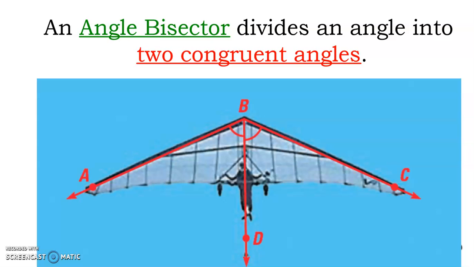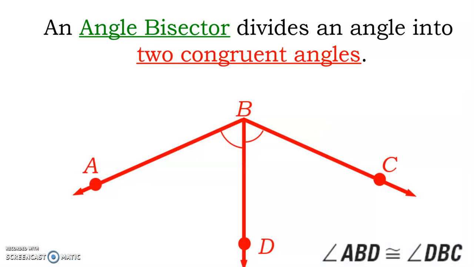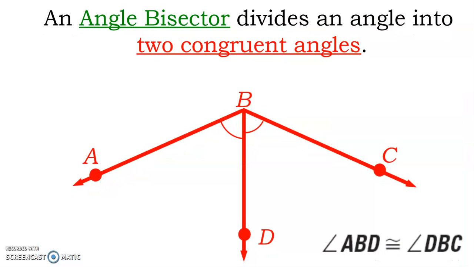This is section 2.2. We're going to be talking about angle bisectors. An angle bisector divides an angle into two congruent angles. For example, angle ABD is congruent to angle DBC. Notice they each have one tick mark to indicate that the two angles are congruent.